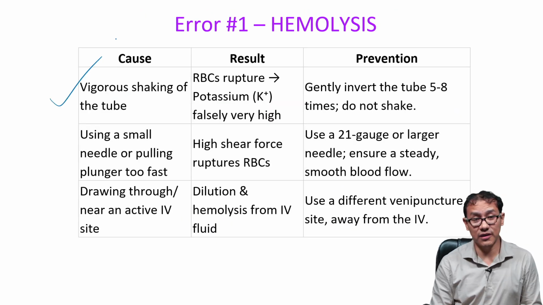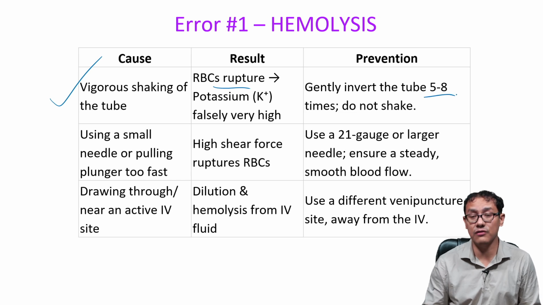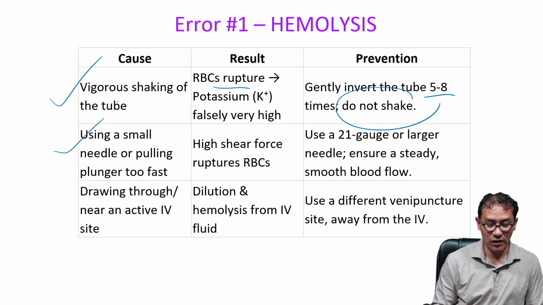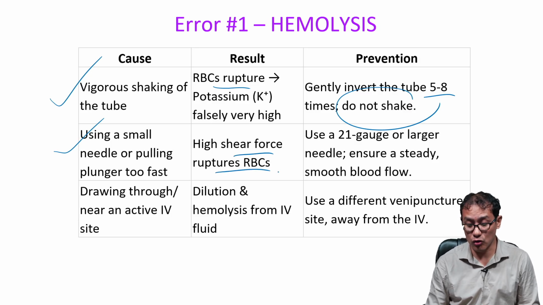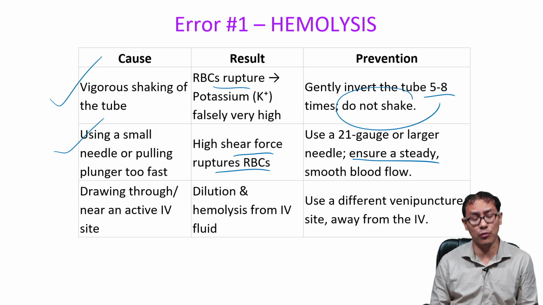Vigorous shaking should not be done because RBC rupture can happen and potassium may be very high. Instead, invert 5 to 8 times. Do not shake. Use of small needles may rupture the RBCs. Instead, use 21 gauge or more, and ensure a steady, smooth flow of the blood.